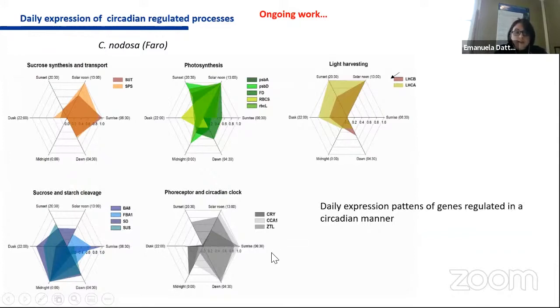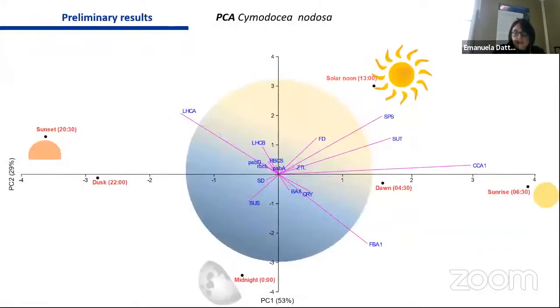And we are trying to identify the expression profile of these genes and assess if these genes are regulated by light. And as you can see from this PCA, this is true, at least for Cymodocea, because all genes that we analyzed cluster really nicely with the different light phases of the day.